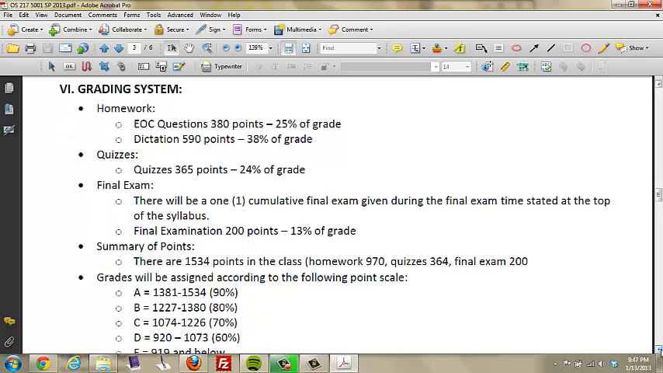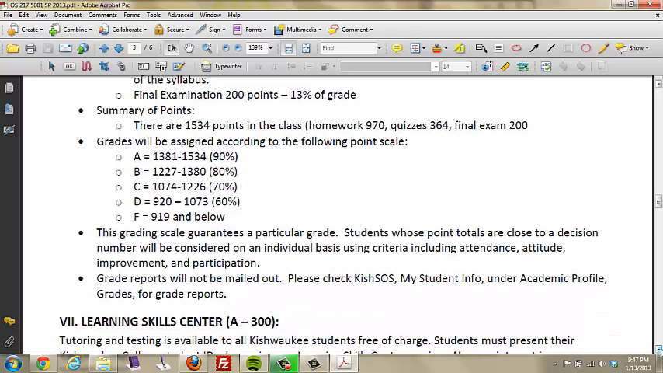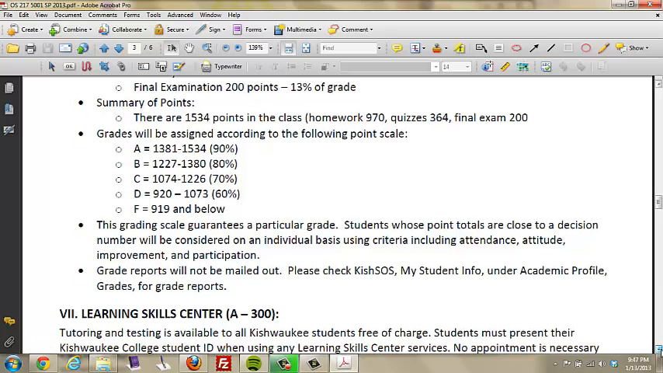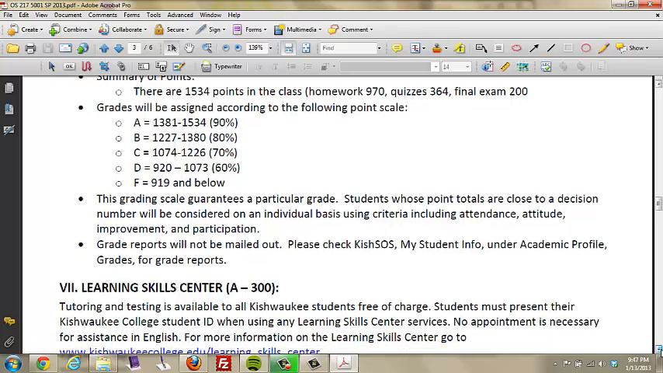Homework, we have these end of the chapter questions, which are worth 380 points. Your dictation is worth 590 points. Quizzes are 365, and one final exam worth 200. I have a 90, 80, 70, 60 scale for a total of 1534 points. This scale would guarantee you a particular grade, but if you're close to that, a decision would be considered on your homework timeliness, your attitude, improvement, and so forth. And if I felt like you were working hard, I would move you up to the higher grade.